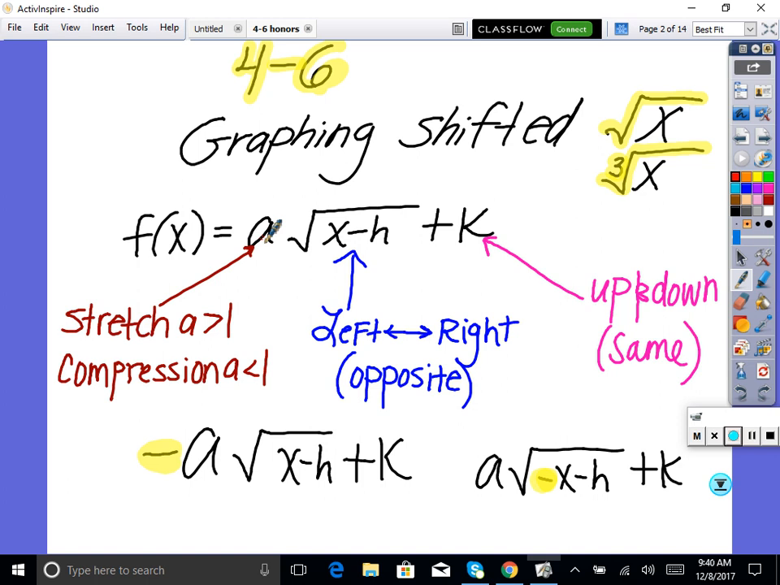Then remember, the two other shifts are, if there's a negative in front, it's technically its own shift. This negative in front with A, the negative is a reflection over the x-axis. And then this negative in here in the front with x is a reflection over the y.